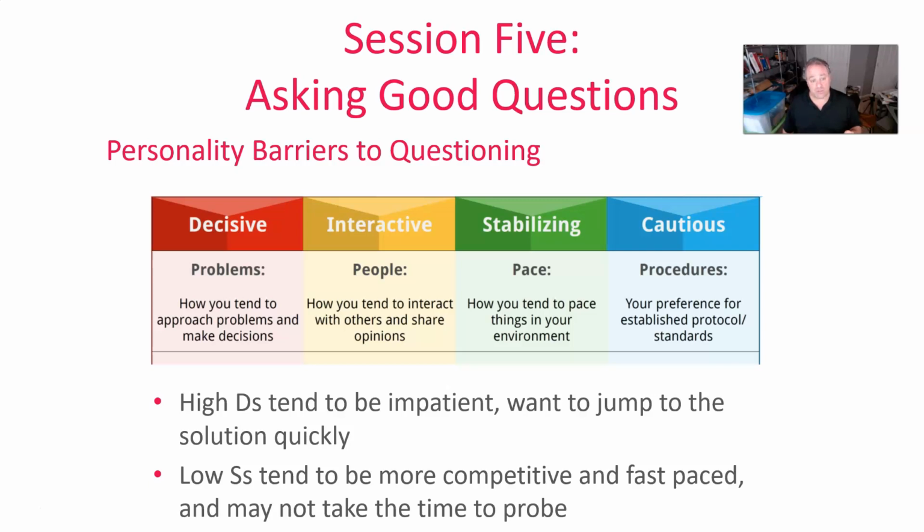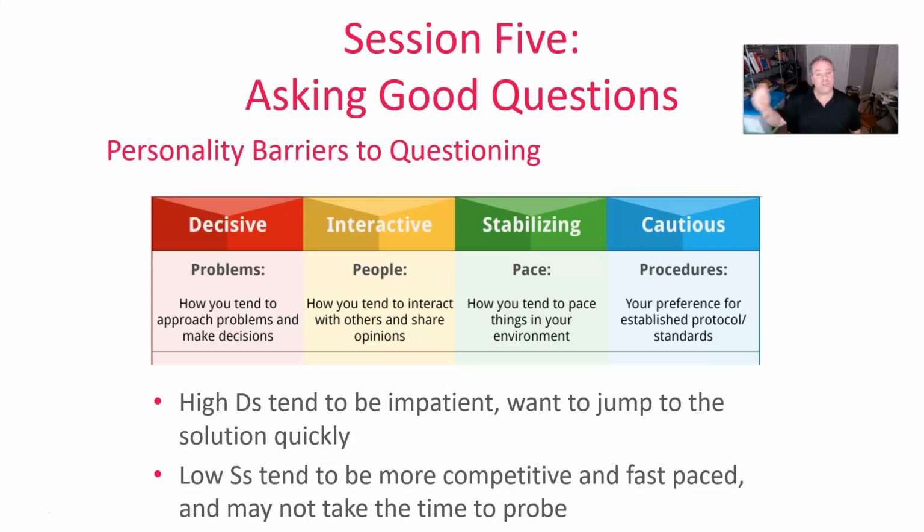And what I've noticed is that people with high D scores, they tend to be more impatient and they want to jump to the solution quickly. They view the problem as an obstacle. So if they're interacting with someone, they want to get past that problem quickly. And as a result, they tend to short circuit the questioning process.